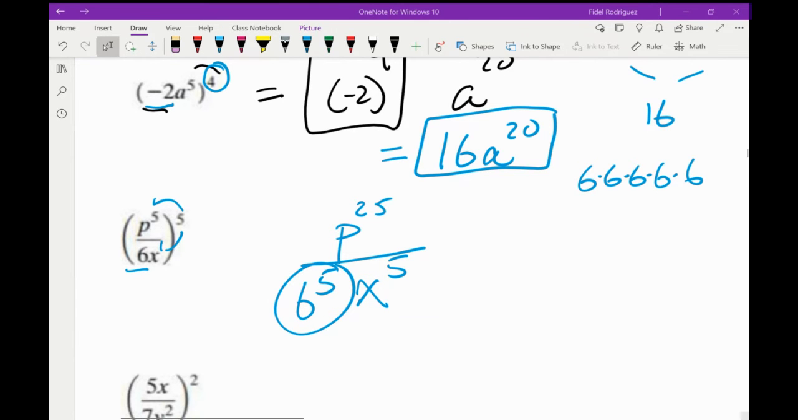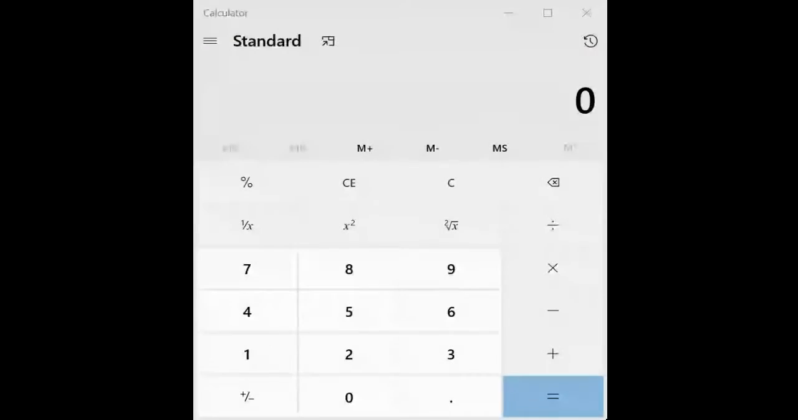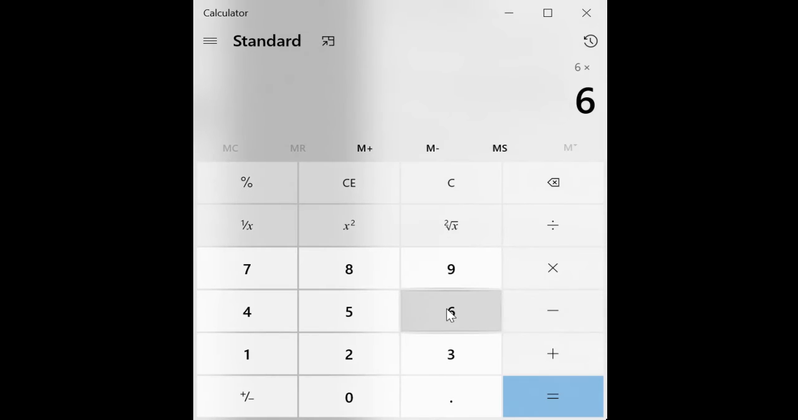And so let's see. Let me stop sharing this. And then let me come back to my calculator. So we had something like 6 times 6. We're going to do it 5 times. So my calculator is going to go like this. 2, 3, 4, 5, and then hit equals. So I'm coming up with 7,776. That's what I'm coming up with. So I'm going to stop sharing this part here, and let me come back to my notes.